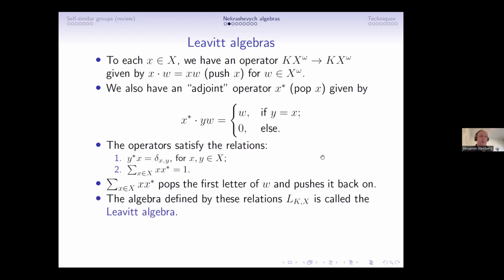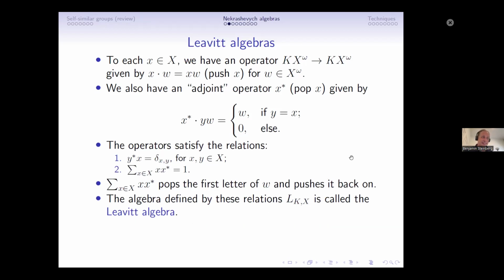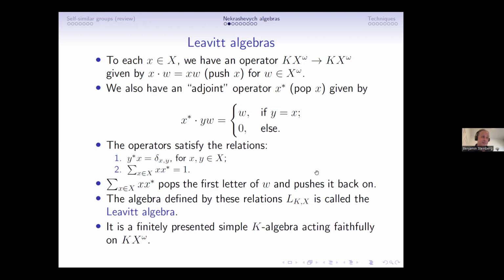And the algebra defined by these relations is called the Leavitt algebra L_K of X. And it's a finitely presented simple K-algebra acting faithfully on this set. And its unit group contains some interesting groups like Thompson's simple group V, which, at the time when this was first discovered independently by Nekrashevych and Brin, was like a big deal. Now we all understand sort of why this is the case.